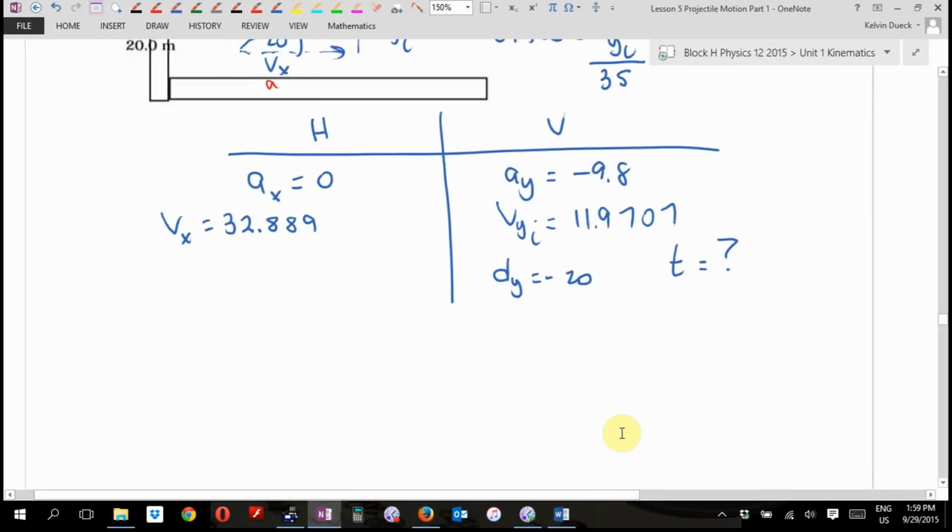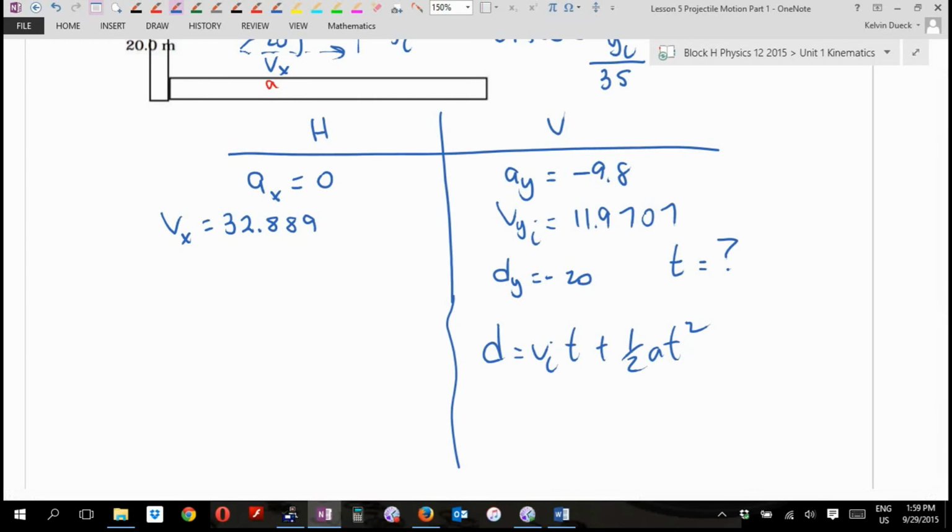Okay. I'm looking for an equation that has D, A, V, and T in it. There is one. Not like we haven't seen this before, right? Are any of these 0? Nope. They would be 0 if we were launching horizontally, because Vy initial would be 0, which makes the equation nicer.